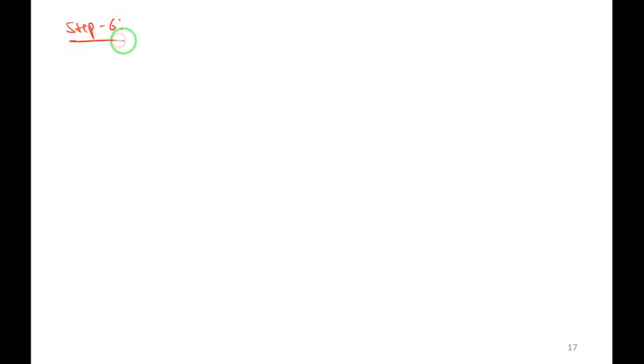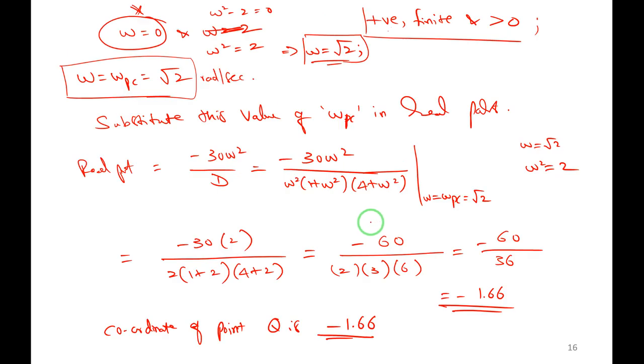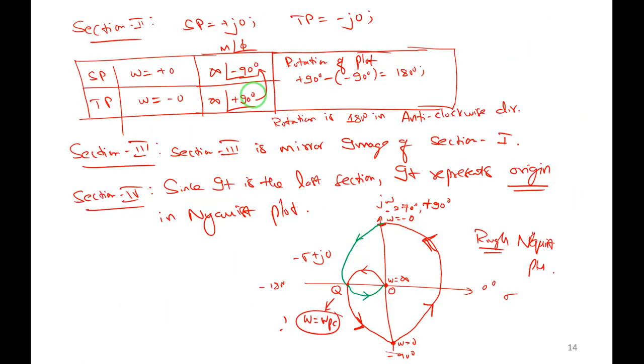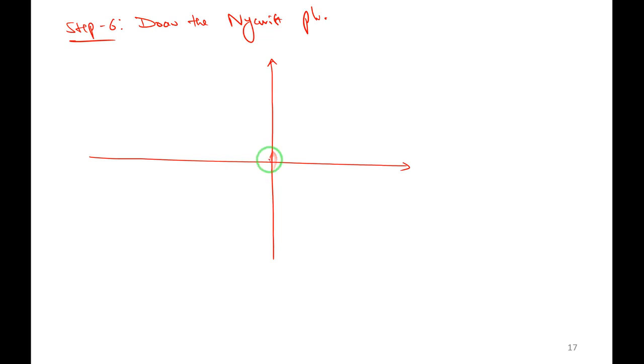Step 6. Using the information in steps 5 and 4, we will draw the Nyquist plot. Okay, we'll draw the Nyquist plot. So where the poles are located, let me locate: 0, minus 1, minus 2. This is 0, minus 1, let me take it here, and minus 2 is here.